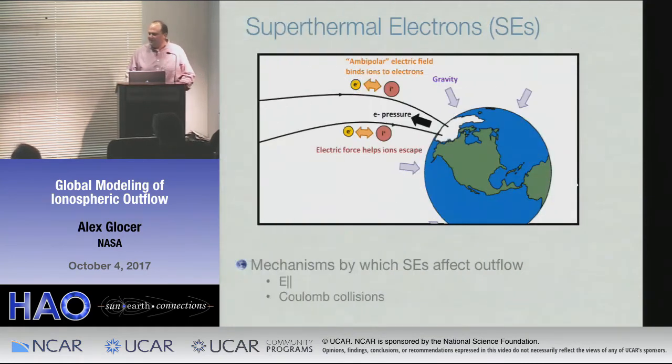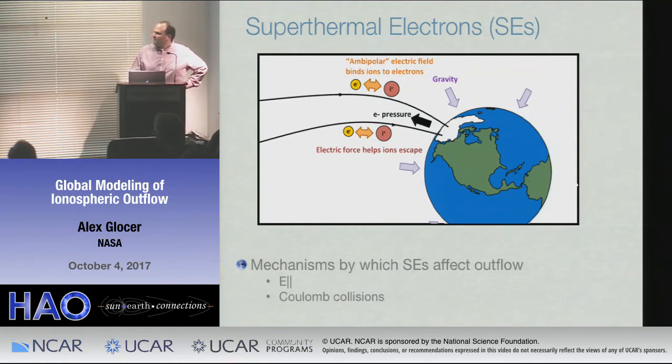So that's enough about the ions for now. I want to talk very briefly about the superthermal electron treatment in the model. There are two mechanisms by which superthermal electrons can affect the outflow. One is that the electrons are very light and flowing out, and so you get a parallel electric field, or an ambipolar electric field, that forms between the electrons and ions and helps to counter gravity.